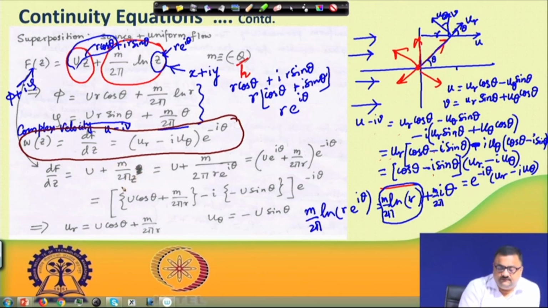So, now instead of z, we can write z as x plus I y, and x plus I y is equal to r cos theta plus I r sin theta. So, r within brackets cos theta plus I sin theta, which can be written as r e to the power I theta.